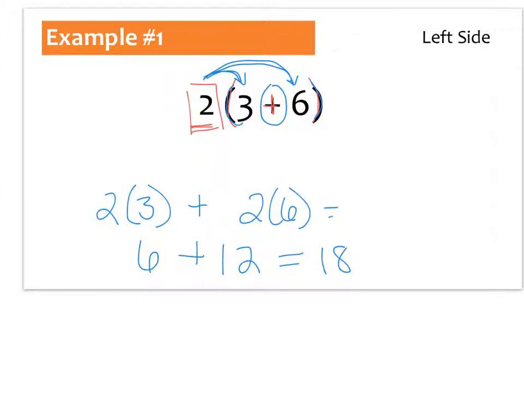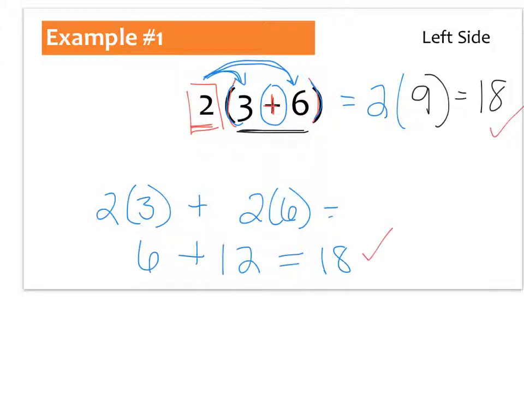Now, I could do it also a different way, right? I can write my 2, and I could think about it. What is 3 plus 6? 3 plus 6 is 9, right? So 2 times 9 is what? 18. So no matter which way I do it, if I do it the distributive property way, I get 18. And if I do it the old-fashioned way of doing order of operations, meaning I do parentheses first, I would also get 18. So both ways check out. Distributive works and using PEMDAS also works. But I want us today to practice using the distributive property.